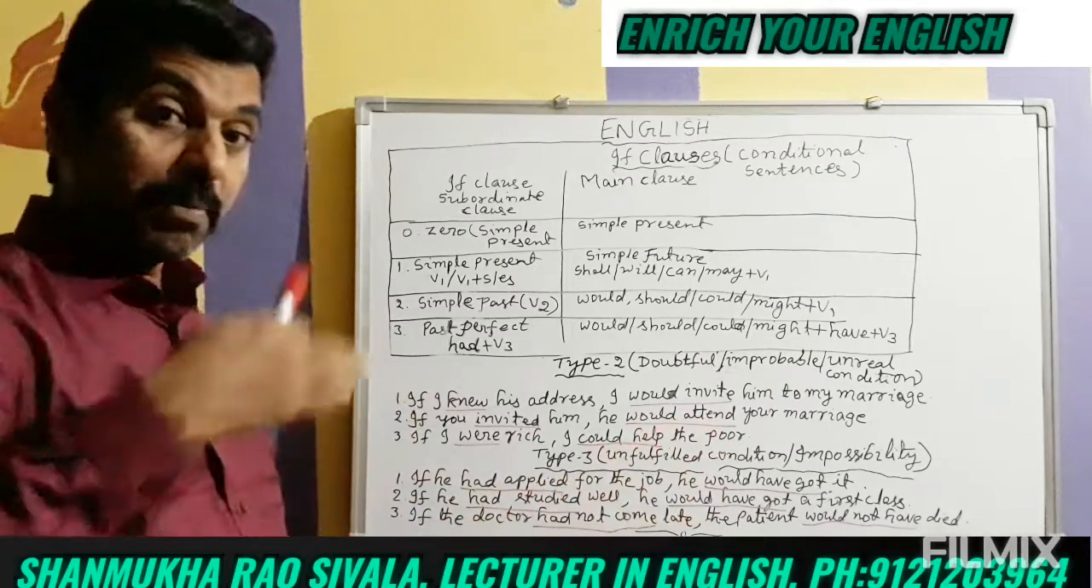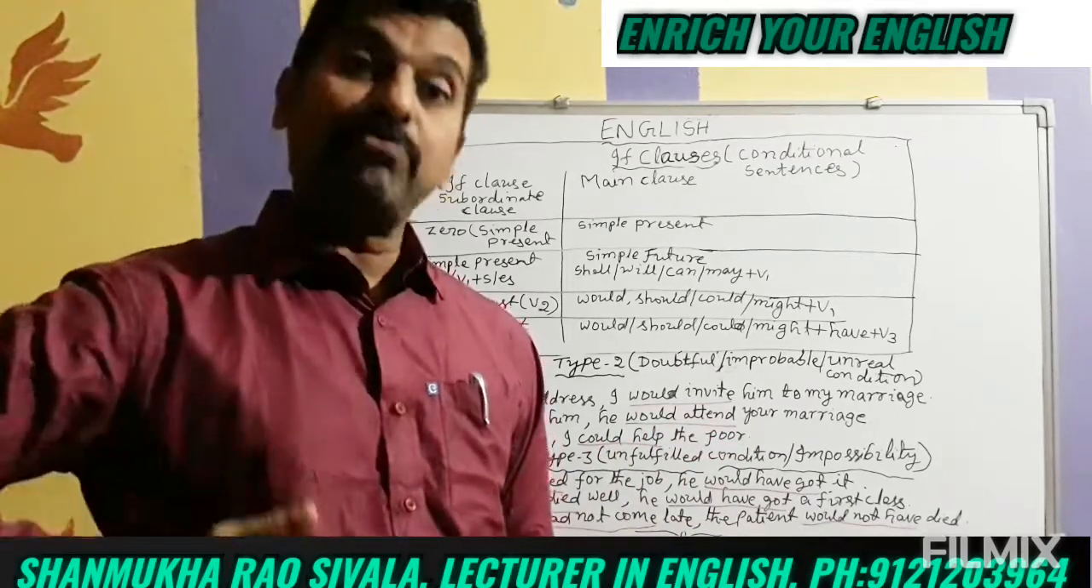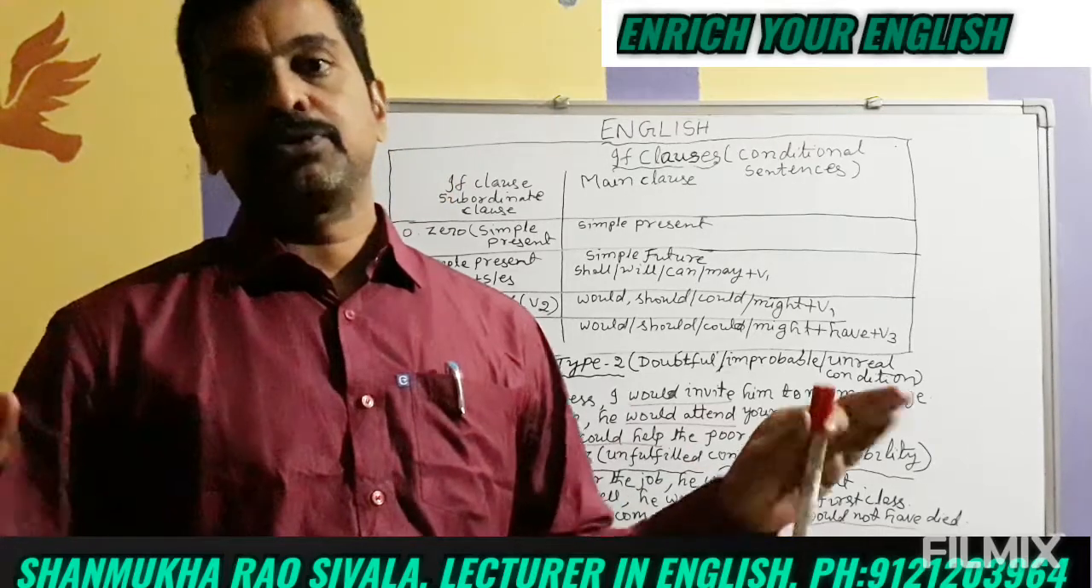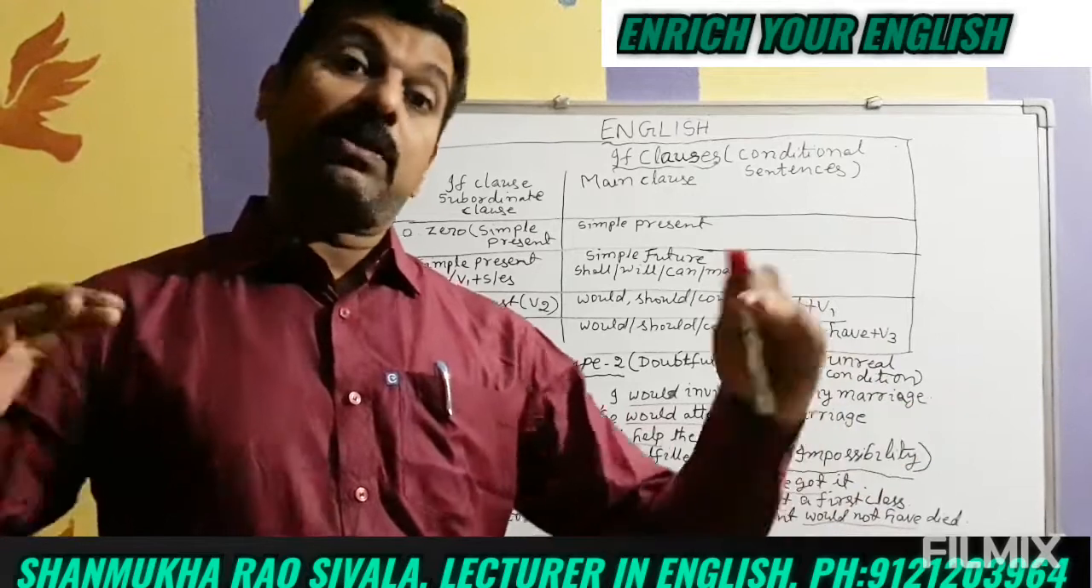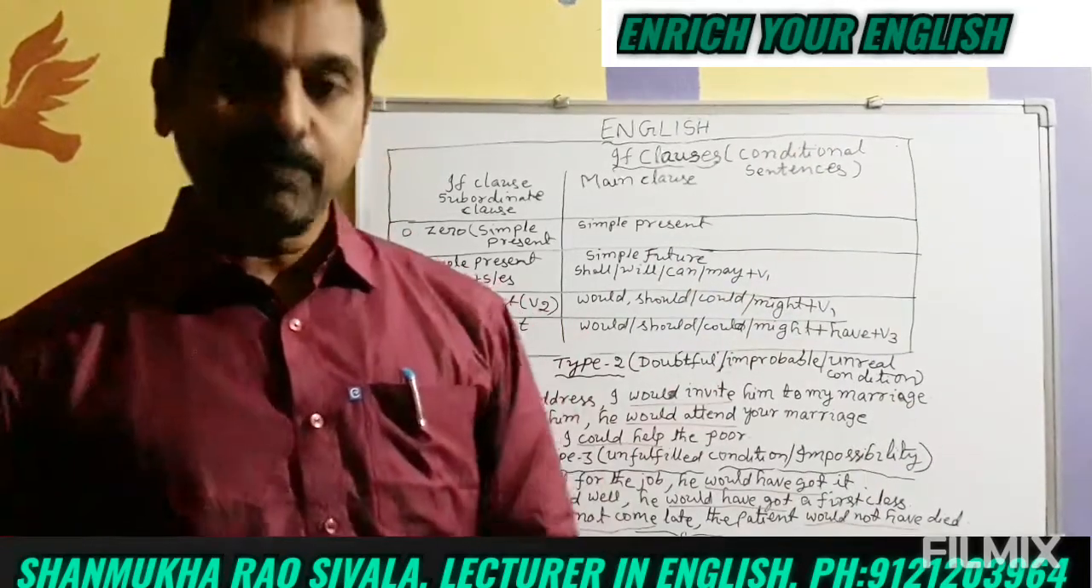This is also imagining the situation. If I were rich, but I am not rich. So I cannot help, I am not helping the poor people. So I am imagining the situation. If I were rich, I could help the poor.